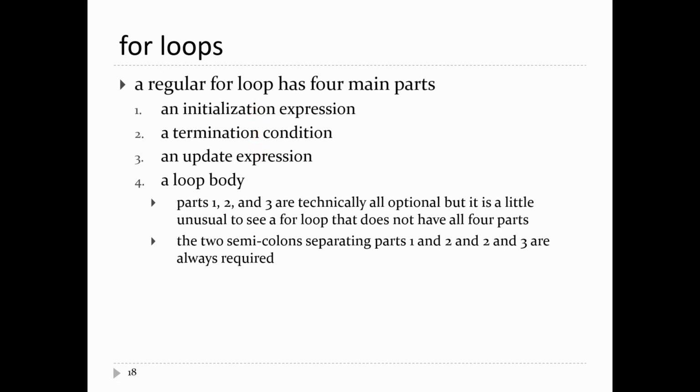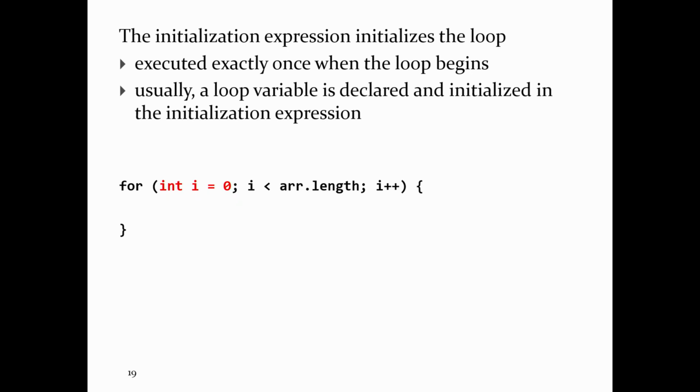Parts 1, 2, and 3 are all optional. But it's actually somewhat unusual to see a loop that doesn't have all of 1, 2, and 3. The semicolons always show up, whether or not parts 1, 2, and 3 are there. So there's always 2 semicolons.